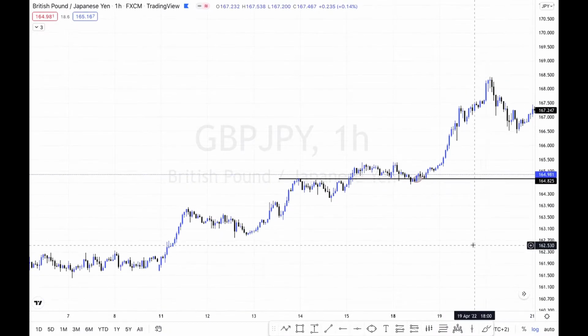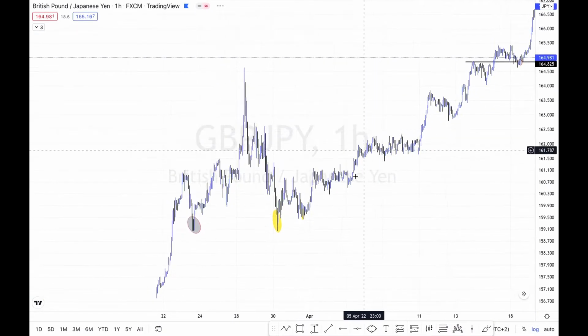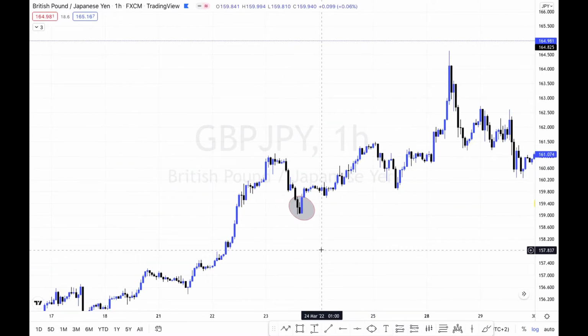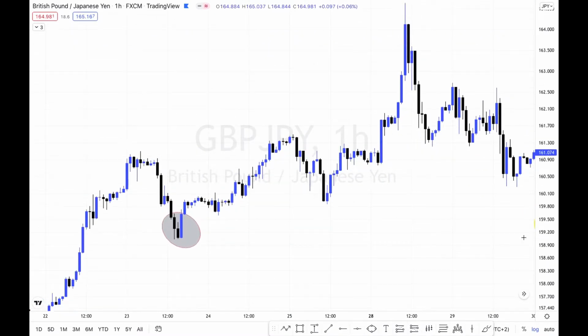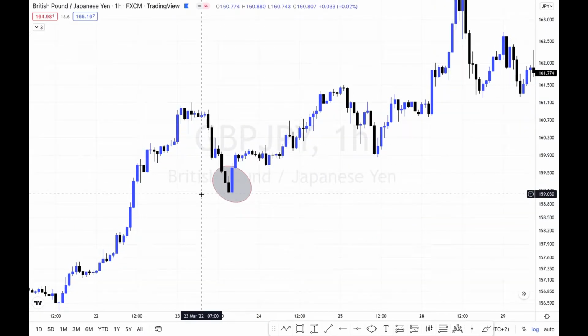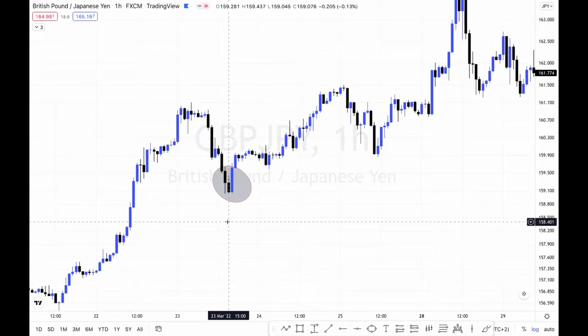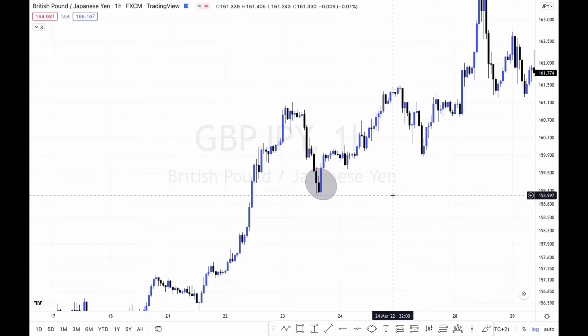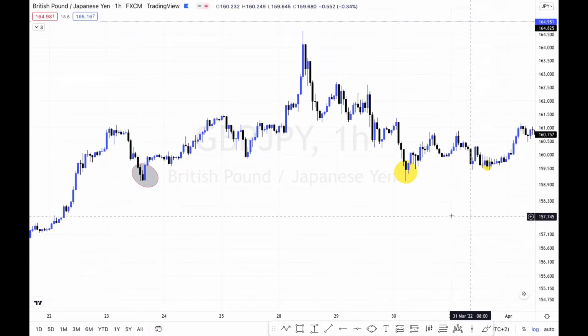Let me see if I can find some more examples of bullish engulfing candles. Okay, as you can see, the markets were moving a bit lower, and then the bearish candle was formed, this candle, and then the bullish candle engulfed it, which made the market start moving higher. Right? So remember, these are reversal candles.